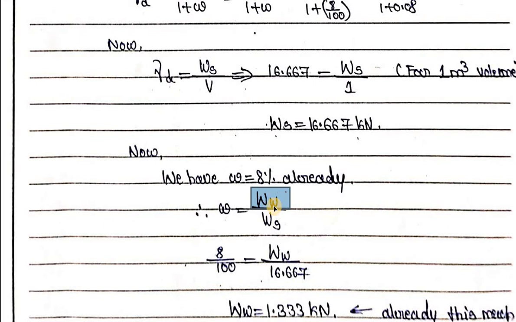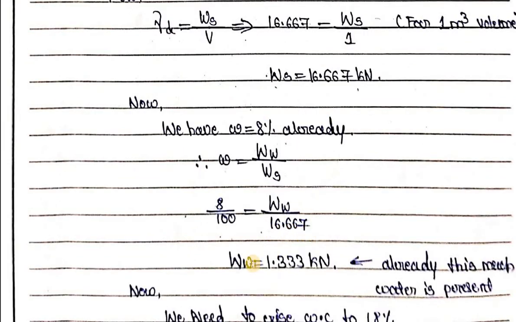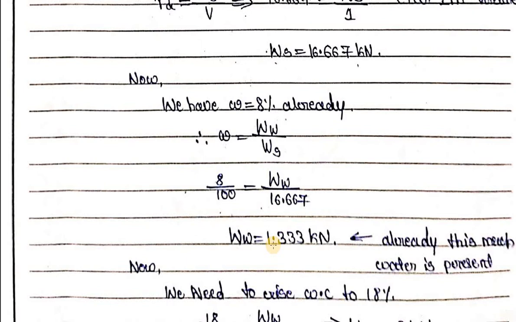Now weight of water which is already present I am going to calculate by using this equation, that is 8% water content. Weight of water I am going to find out. Weight of soil solids in 1 meter cube volume is given here. So I have substituted this and arrived at weight of water 1.333 kilonewton. Already this much of water is present in the soil.